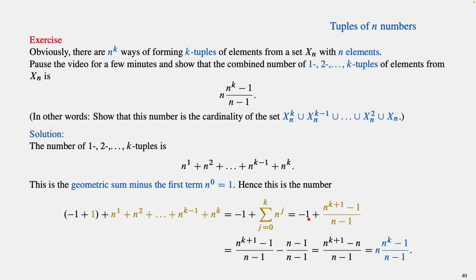And now I bring this one to the same denominator here. So I multiply by n minus 1, and then I have this expression here. And what happens when I combine these, the minus 1 here cancels out with the minus 1 here. So I get n to the power of k plus 1 minus n. I can factor out n here, and then I get exactly the expression that was required.